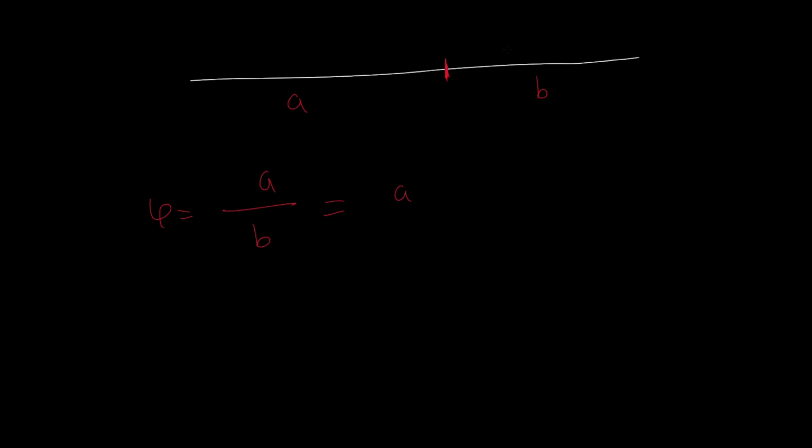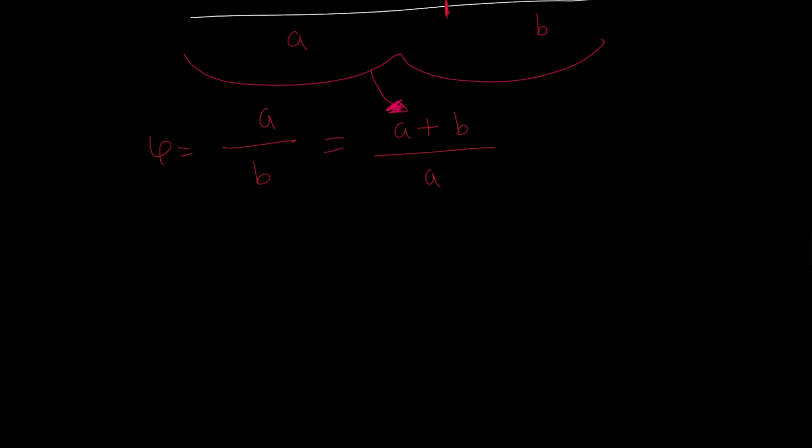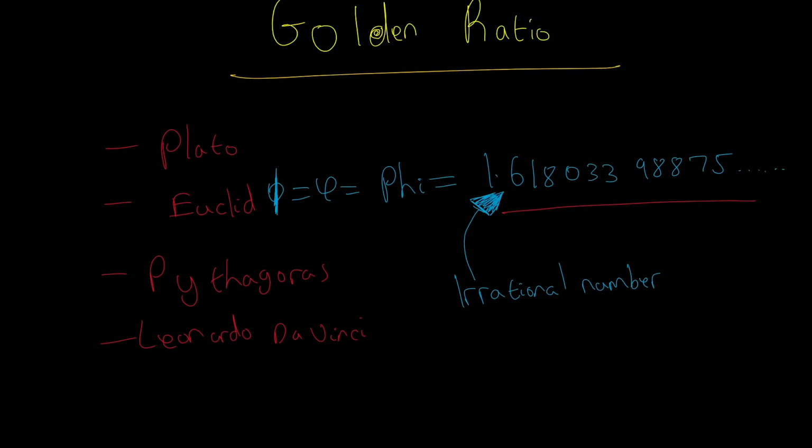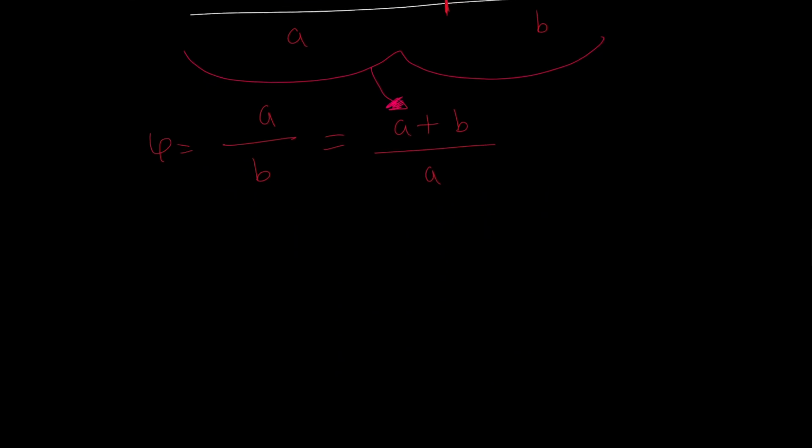What you will also find, this is the same for any line, if you are able to find this point, that the ratio of A plus B, which you probably seen, is the entire line. So the ratio of that compared to the larger side, so A in this case, is also equal to A over B, which is also equal to phi, which is equal to this number right here. So that's pretty cool.